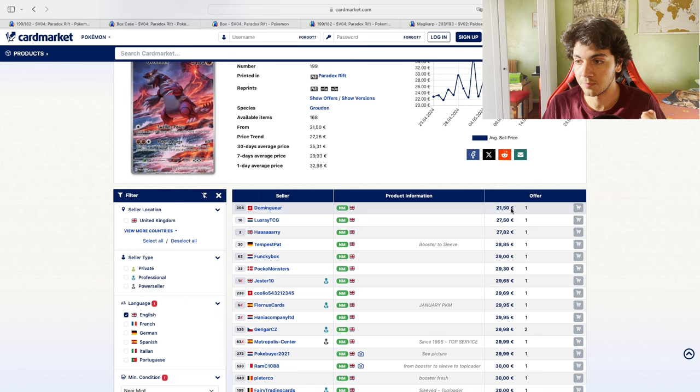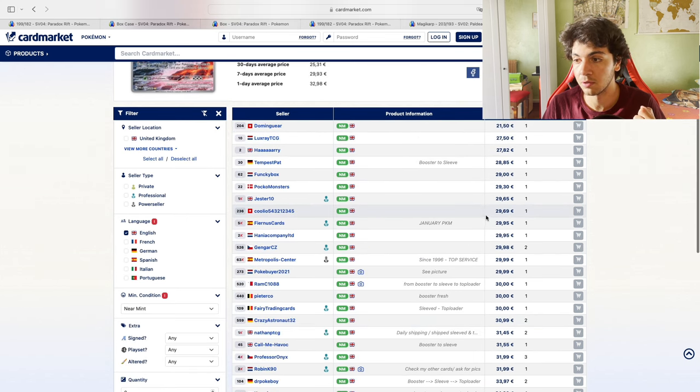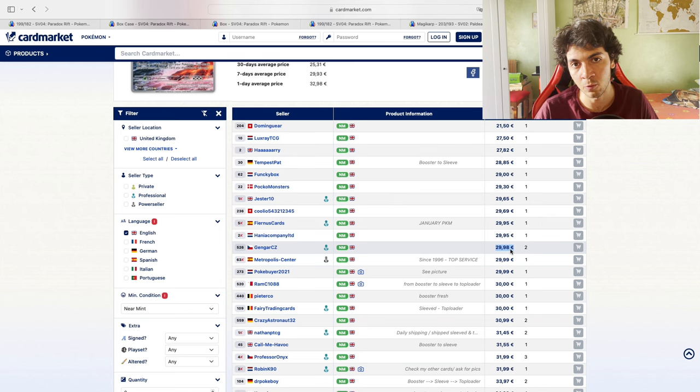So 21, and then you go straight into the 30s. And if you want a seller with at least two cards, so multiple listings, you have to pay 30 euros basically. And that, if you're not familiar with Cardmarket, is without shipping. So it's a bit cheaper in the European Union. It has been that way.